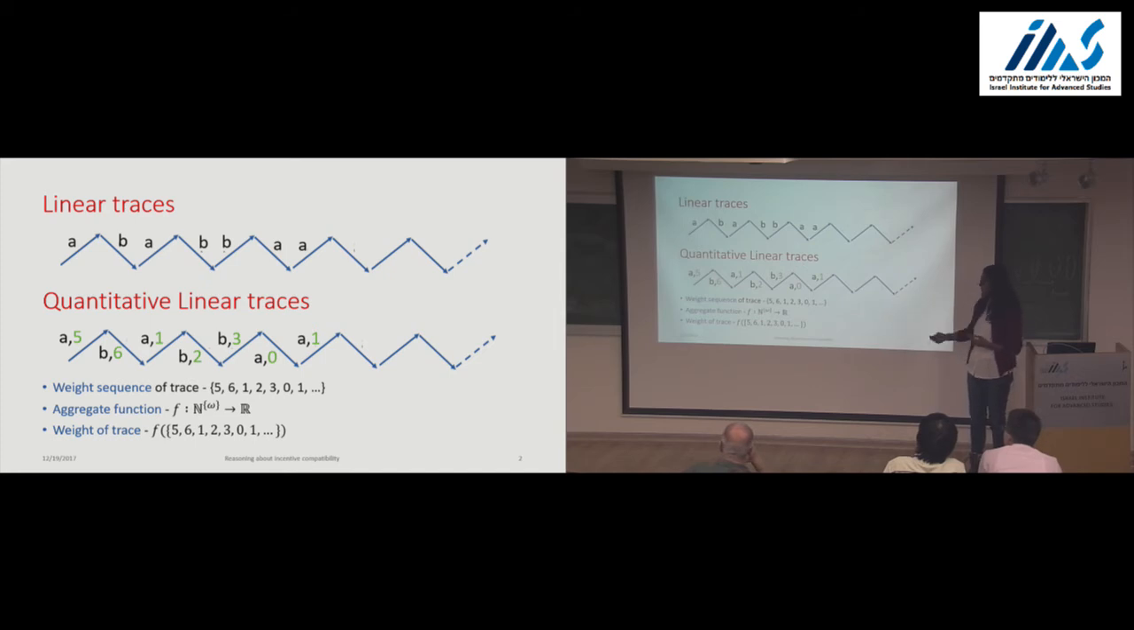So we'll always have an aggregate function. For simplicity, we'll assume all our weight sequences are natural number sequences. And then the weight of the trace is nothing else but the aggregate function applied on the weight sequence of the trace. Now, before you think this is esoteric, let me try to convince you it's not.